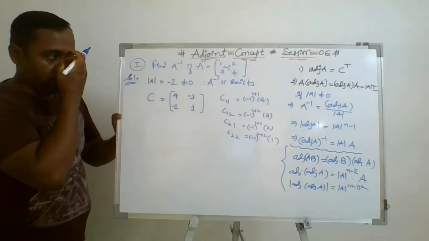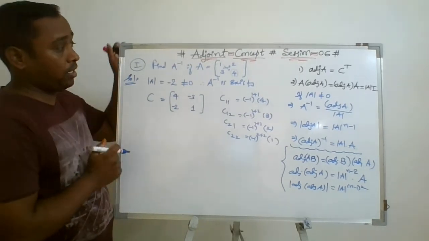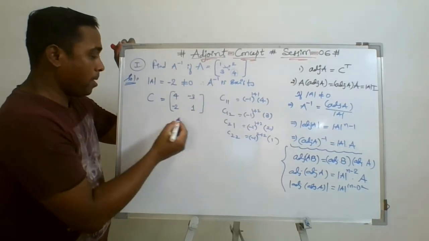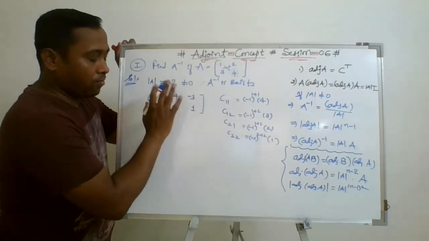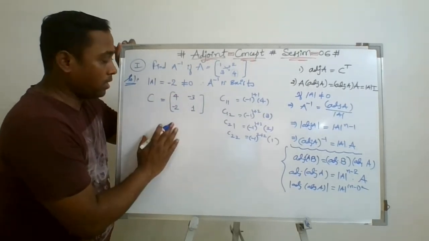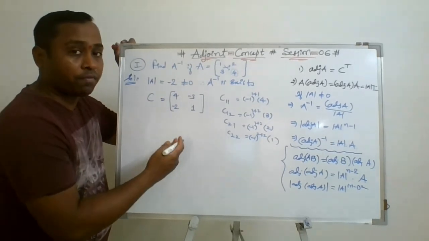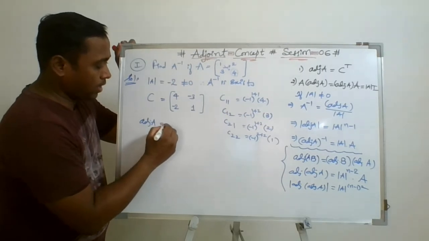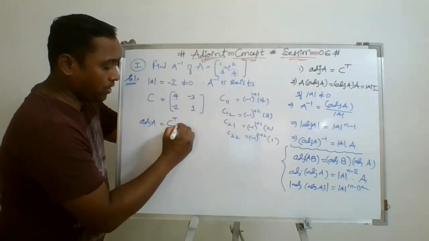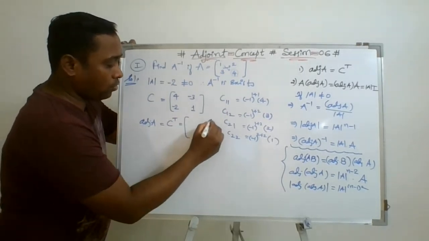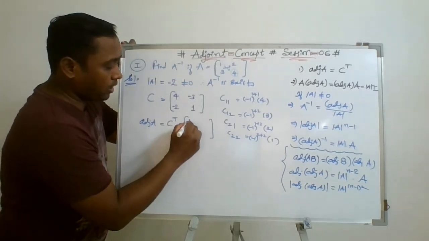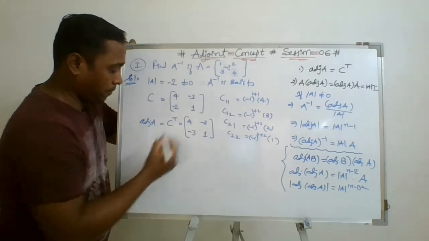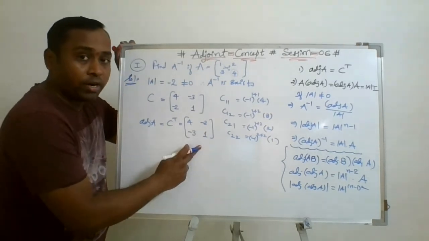So what you have understood here is what changes you have to see if you want to find the cofactors. First we have calculated the cofactor matrix. Now I am doing the transpose of it to get the adjoint. Adjoint of A is equal to the transpose of this, which is equal to what? Just interchange the rows and columns: 4, minus 2, minus 3 and 1. So we call this adjoint A.